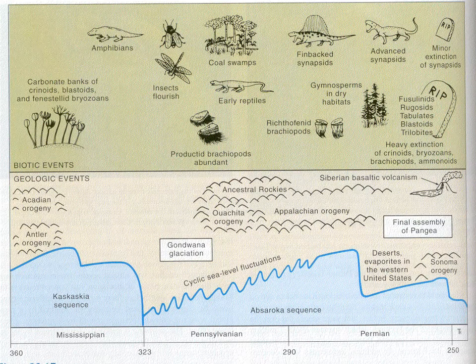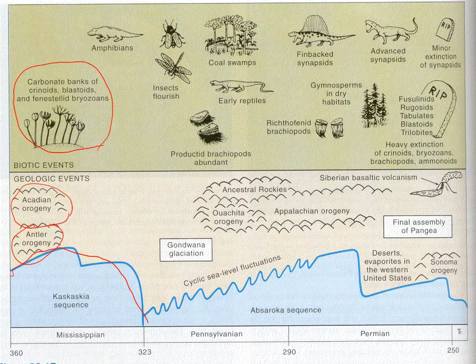As we come to a close on this, just to recap from last time, if we look at the Mississippian, we have the tail end of this Kaskaskia sequence. But while it's at its peak, we have the Acadian and Antler orogenies, in the east and west, respectively. We have our new reefs made of crinoids and bryozoans. Amphibians are diversifying, and so are arthropods.